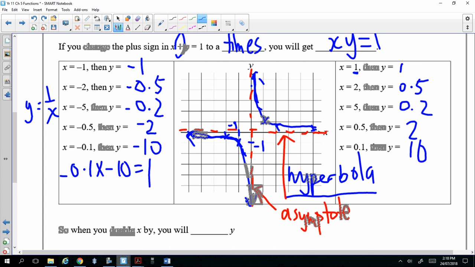Okay, now what happens if you double x? What will happen to y? Think about it. If you double x, what happens to y?